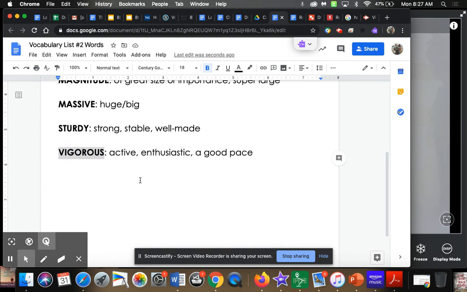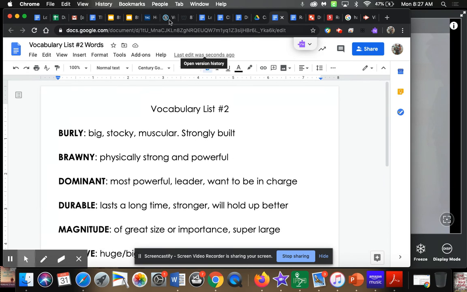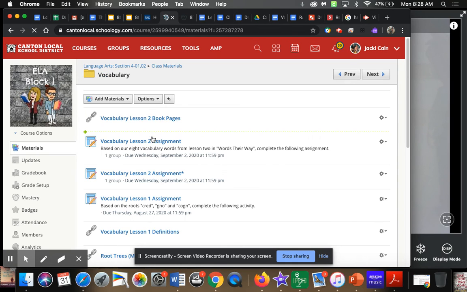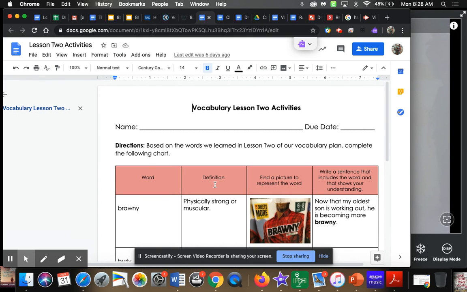Okay, so now that you have these words, what you're going to do is go to Schoology, and you should still be in that vocab folder. You go back to the vocab folder. You guys should all have a lesson 2 assignment. When you click on that, it should look like this. It is not the same as it was last week, but it is similar. You've probably done something like this before.